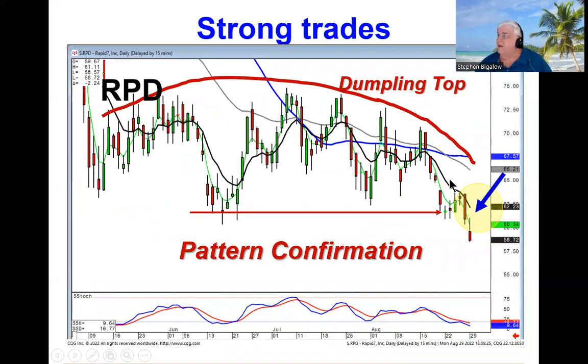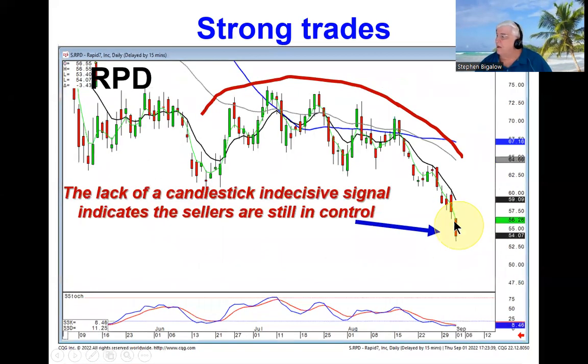So something like this, again, we shorted RPD because of the dumpling top. And today it did this candle. Well, this makes the decision much easier. This is not any indication of a reversal. You just stay short until you see a candlestick reversal signal.